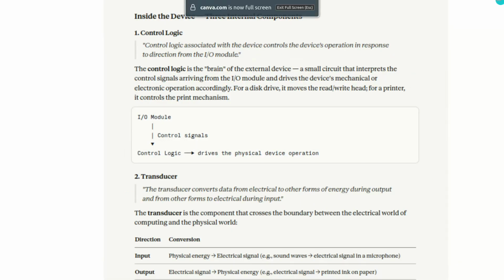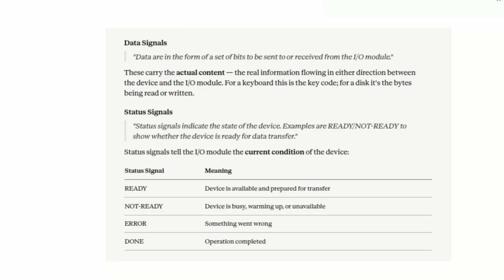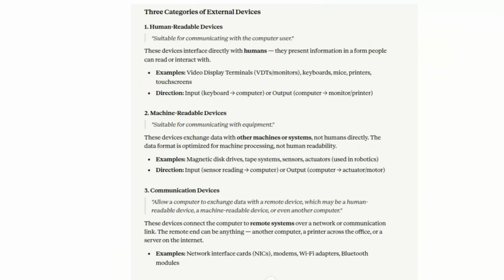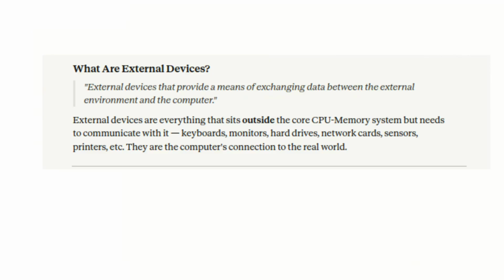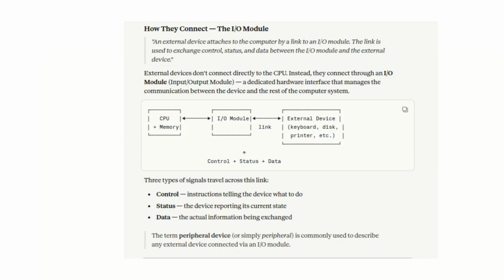Okay. So this is about the different signals. Right now we have understood what an external device is. An external device provides a means of exchanging data between the external environment and the computer. Like it helps to communicate with the real world. So they cannot be directly connected to the CPU or the memory. There is a special hardware interface that helps in communication of this external device with the rest of the computer.